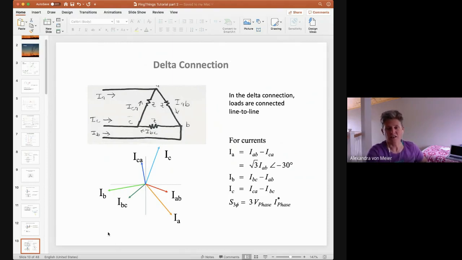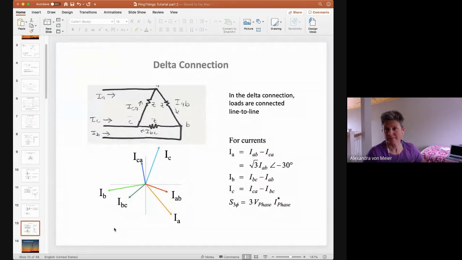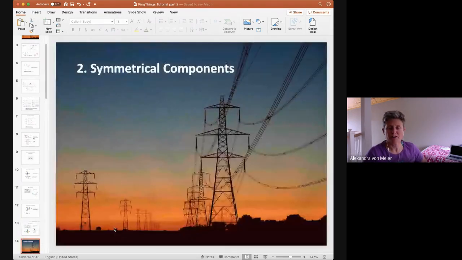And this is all a little confusing, but you got the slides and you can play with this. There's nothing magical about it. It's just vector arithmetic here. Questions about this? Hearing none. Moving on to symmetrical components.